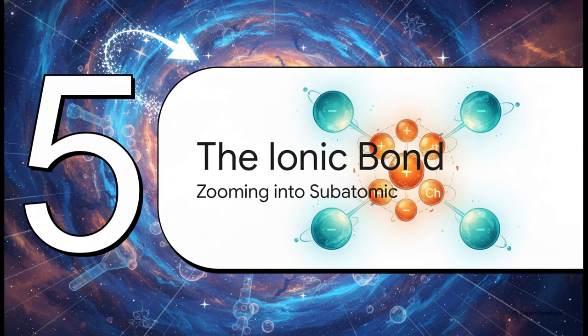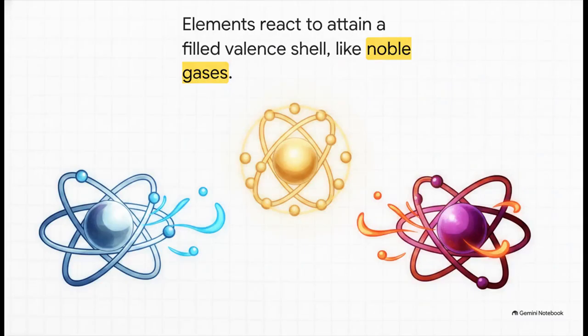Section 5. The ionic bond. Zooming into the subatomic. The underlying motivation of the entire chemical universe is so fascinating. Why do these metals react in the first place? Well, the ultimate goal for every single atom is to attain a completely filled valence electron shell. They just want to be perfectly stable and unreactive, exactly like the noble gases. Generally speaking, metals have a few extra electrons that they desperately want to get rid of, while nonmetals are out there actively hunting for extra electrons to complete their own shells.